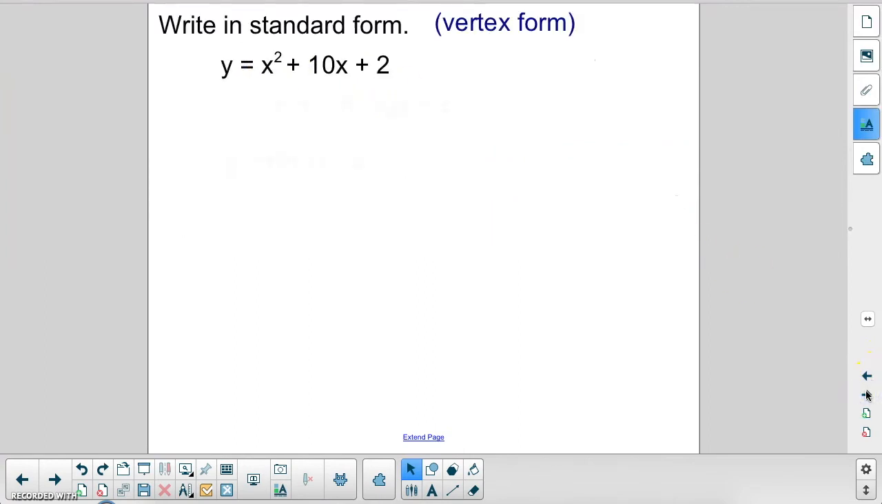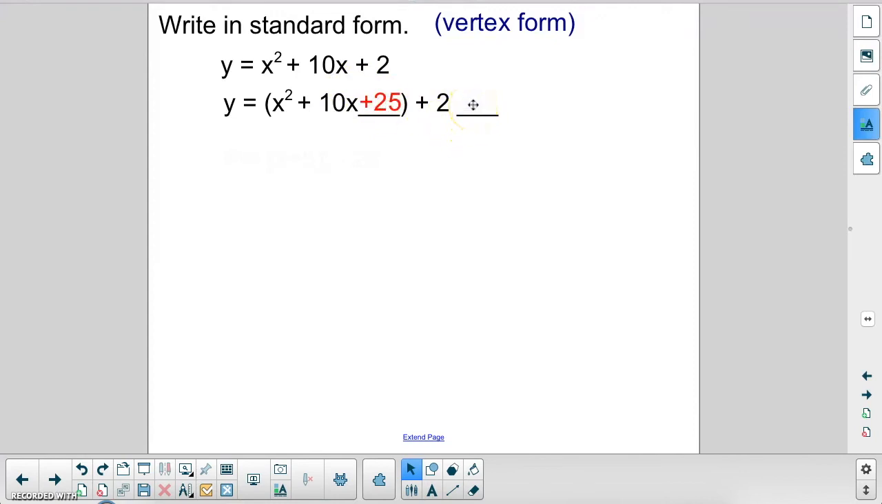Next, I want to write this equation in standard form. Standard form is really the vertex form of the equation. So I'm going to be completing the square in order to do that. So again, isolate your x squared term and your x term. And then just write your c value off to the side to leave some space to complete the square. So half of b squared is positive 25.